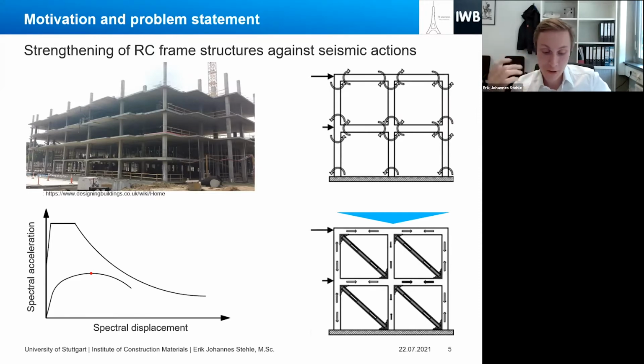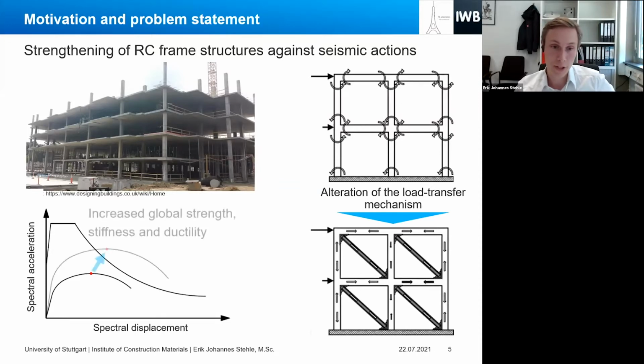So a strengthening of the structure with steel bracings results in an alteration of the load transfer mechanism from a moment resisting frame to a truss mechanism. And since the axial capacity and stiffness of reinforced concrete members is higher than their flexural capacity and stiffness, the alteration of the load transfer mechanism results in a global increase of the strength, stiffness, and depending on the steel bracing, also an increase in the ductility of the complete structure.